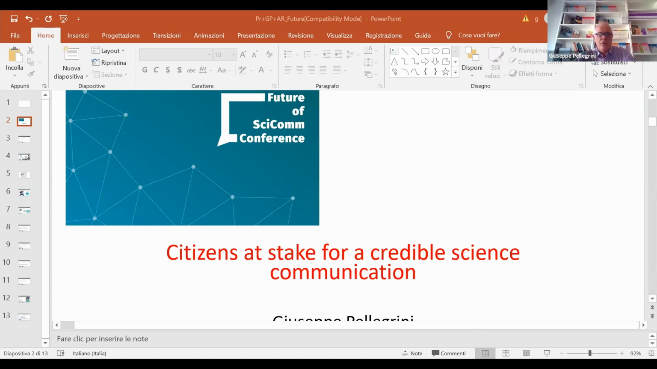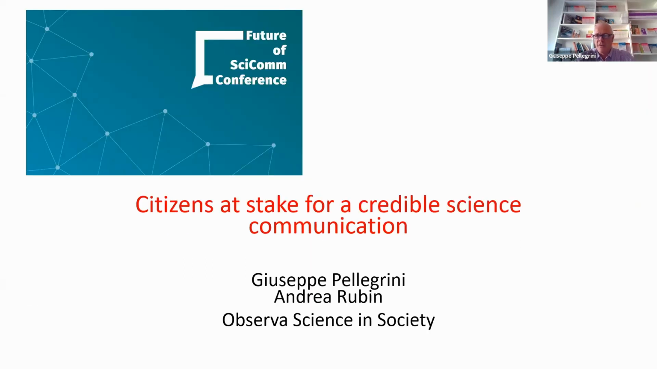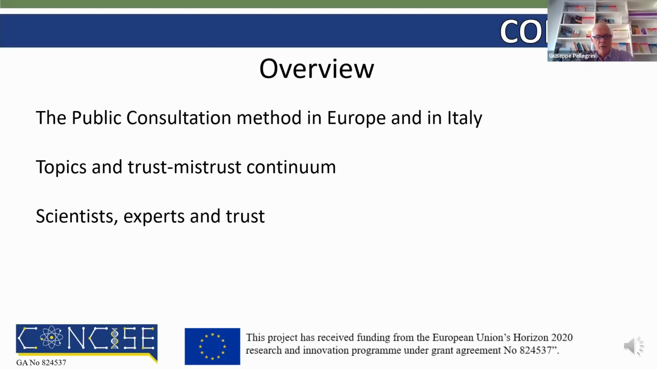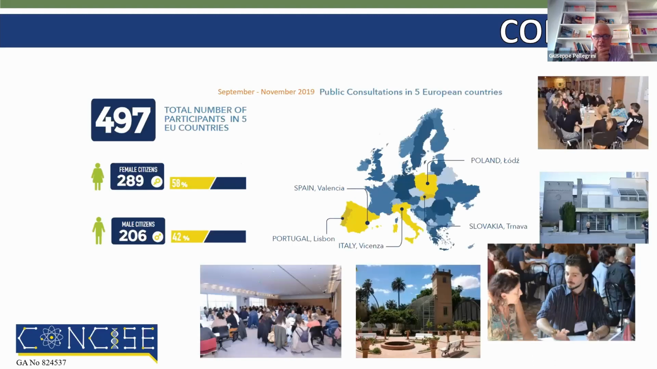And of course, with Andrea Rubin, we worked on this CONCISE project. It's a research project, a European research project. And in my presentation, I will talk about a public consultation we made in 5 different countries in Europe, with the idea to collect data from the public perspective, the public perception on trust in science. First of all, I will introduce the method we used to collect the data, in particular the Italian data. Secondly, I will illustrate different positions of participants for different topics. And finally, I will suggest some interpretation of our results.